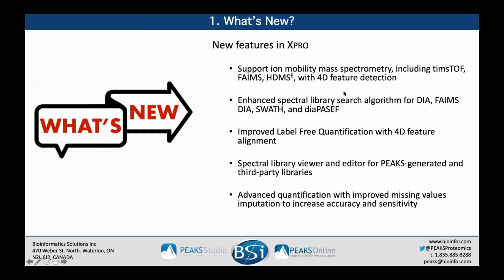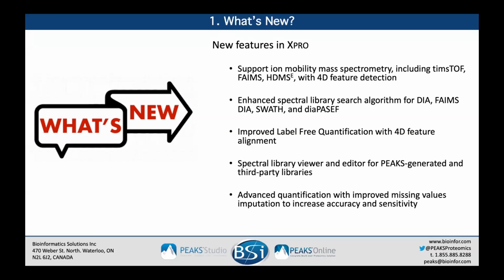I'll talk about that. The other thing we've done is we've really worked hard on improving our spectral library search for DIA data, and this, of course, subsequently with the ion mobility in terms of FAIMS DIA, DIA PASEF from the timsTOF, and SWATH data. And so what we've done with that is improve this library search algorithm. We've included a library viewer, so you can view and edit libraries as well as pull in some third-party libraries.